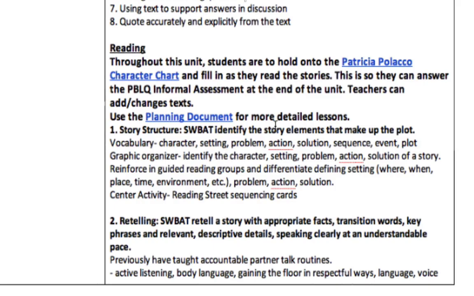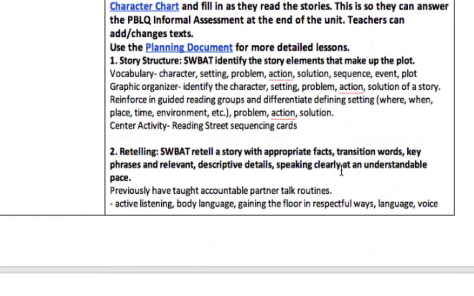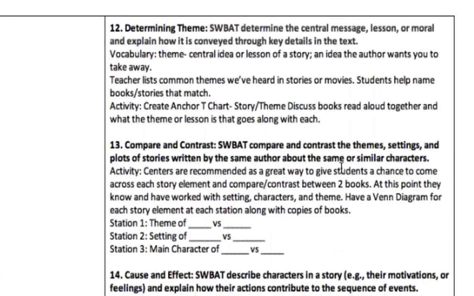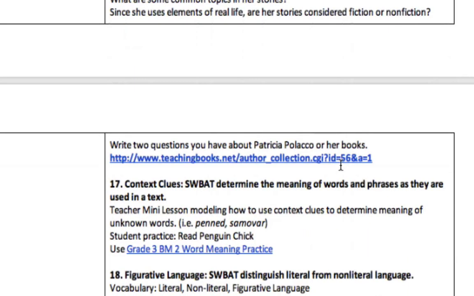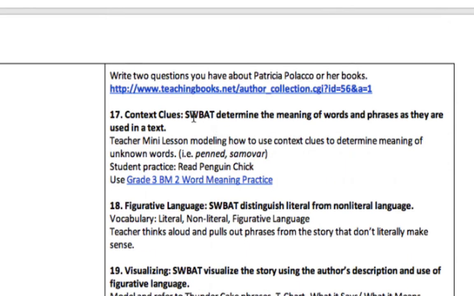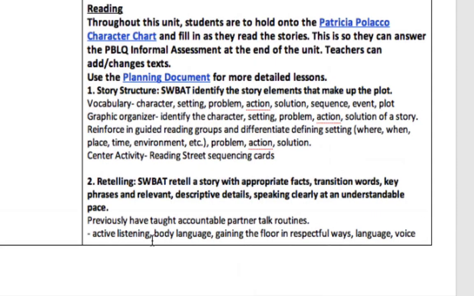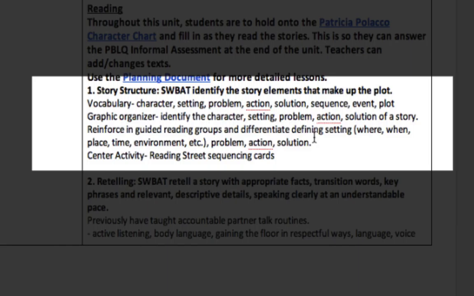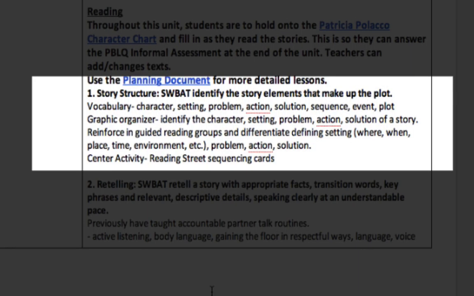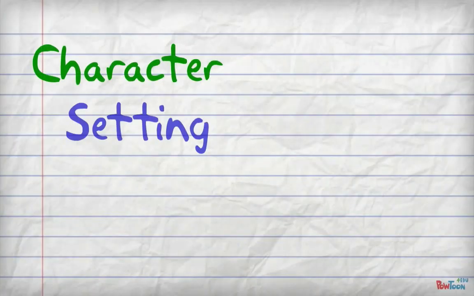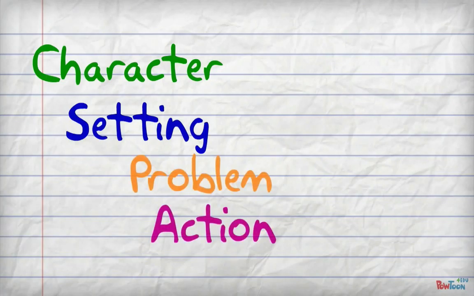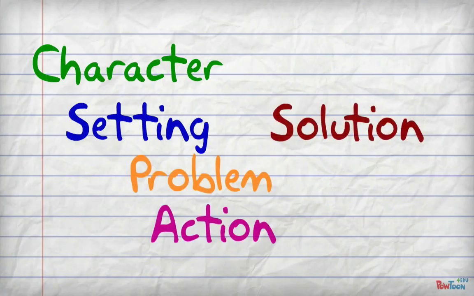So here's where our reading activities start. What we did was we numbered them 1 through 19, I believe, and they really are just skills and strategies. They have objectives, SWBAT, a student will be able to, that build upon each other. So the first one starts off with story structure, identifying the story elements that make up a plot: character, setting, problem, action, solution. Those are the vocabulary words. Everything below it builds upon it.